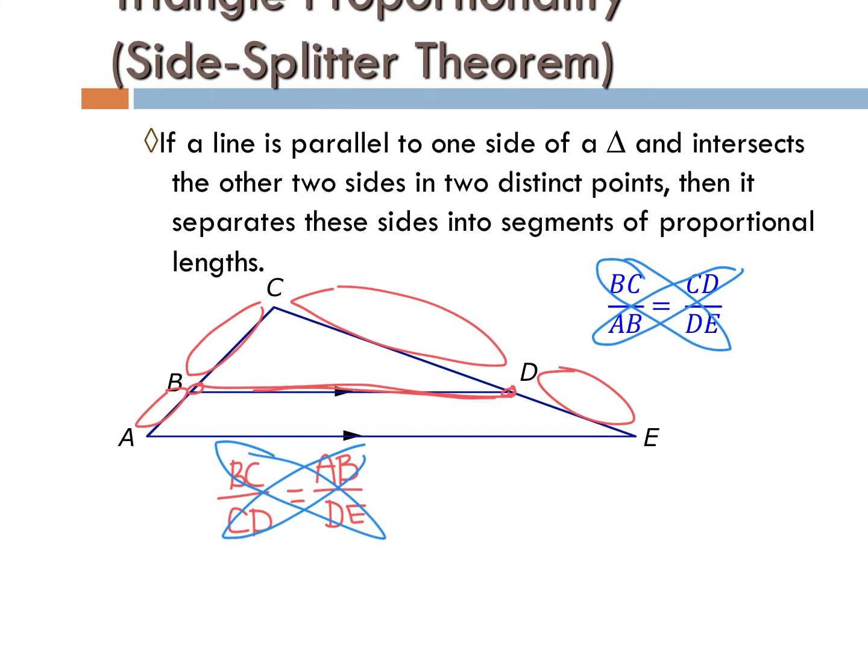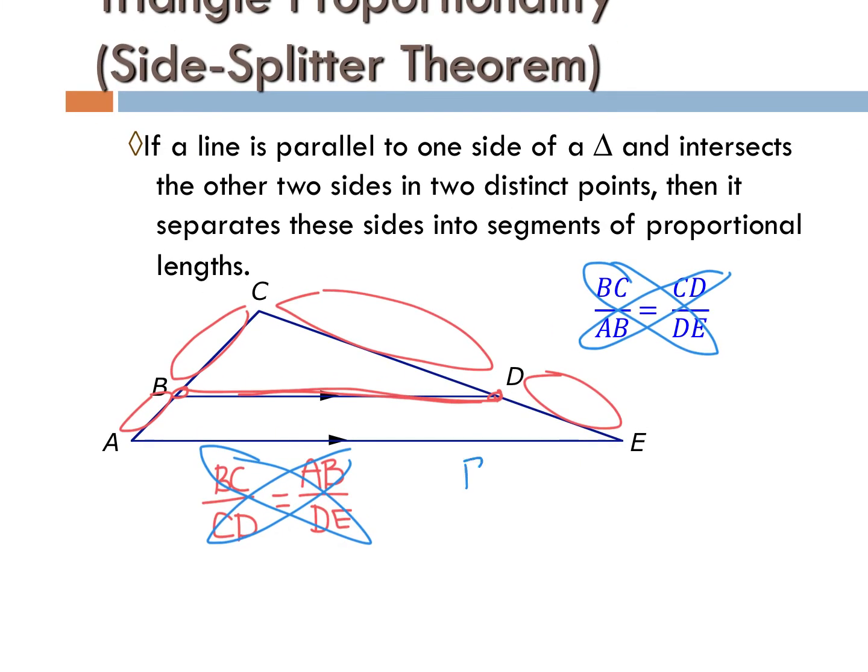I could write this another way. Let's say I wrote BA over DE, so the bottom left over the bottom right, that would equal the top left over the top right. Notice my cross products, if I was to find them here: BC times DE, just like these, and that would equal AB times DC.